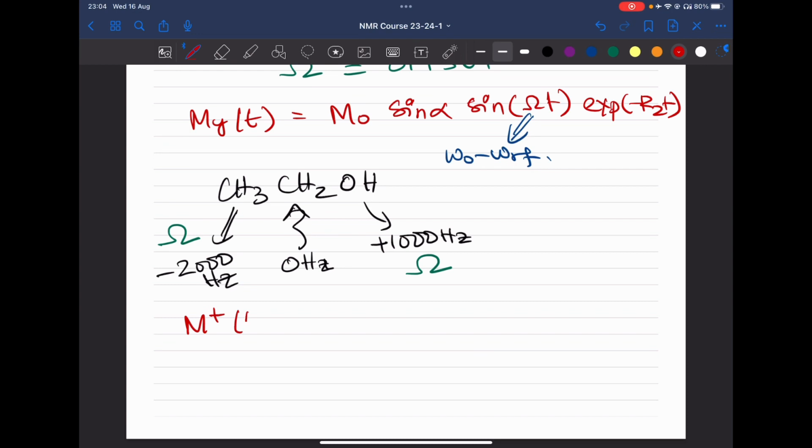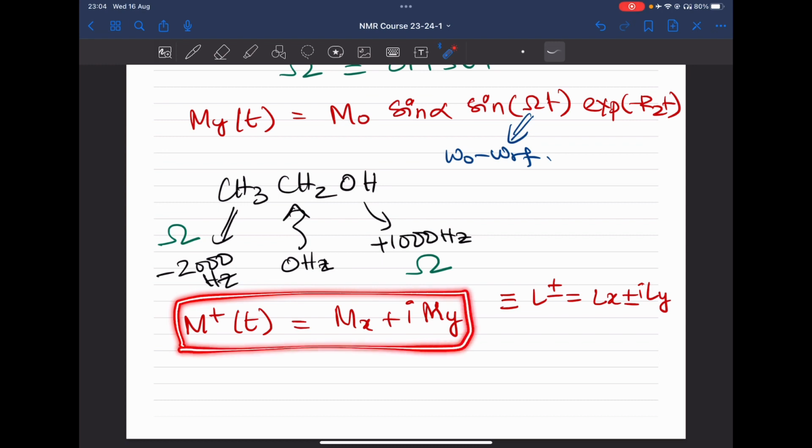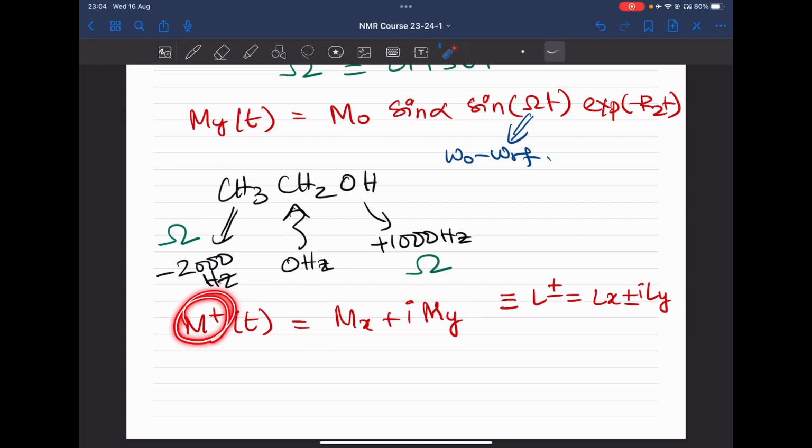We'll measure something like M plus of t, which is Mx plus i My. This is very similar to the ladder up, ladder down operator that you might have studied, or even the angular momentum operators that you might have been exposed to in quantum mechanics. This is the example of the angular momentum operator from the rigid rotor model. So similarly, the magnetization in the transverse plane, which is denoted as M plus, is given as Mx plus i My.